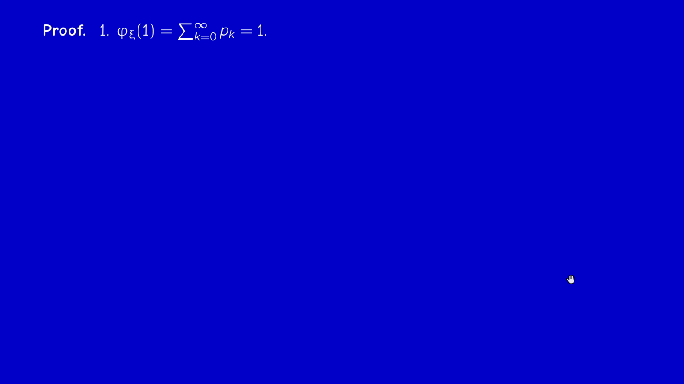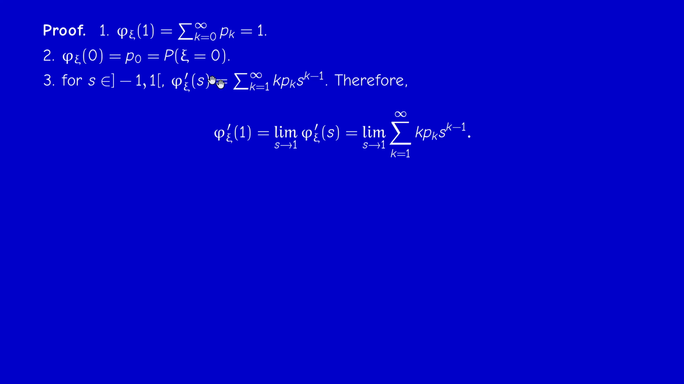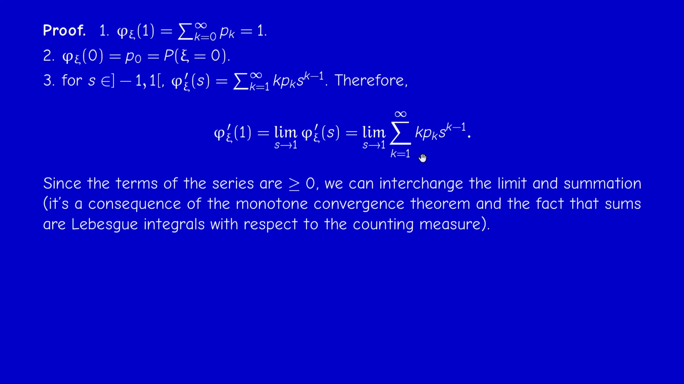So first point, we already observe it, because the sum of the probabilities is 1. So phi xi of 1 is 1. By definition, phi xi of 0 is just the first term, the constant in the series. So and it's by definition the probability that xi equals 0. Now, we know that we can differentiate term by term inside the disk or interval of convergence. And we know that when s tends to 1, okay, here we can interchange actually limit and sum. Why? Because this series is of positive terms.